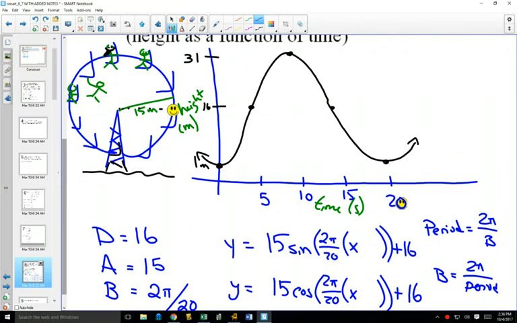Where does a sine graph start? In the middle going up. So at what time are we at the middle going up? We're not at the middle here at 0. So here's our middle. Can you see that right here at this point? We're at the middle going up. So that would be a shift of 5 units to the right.